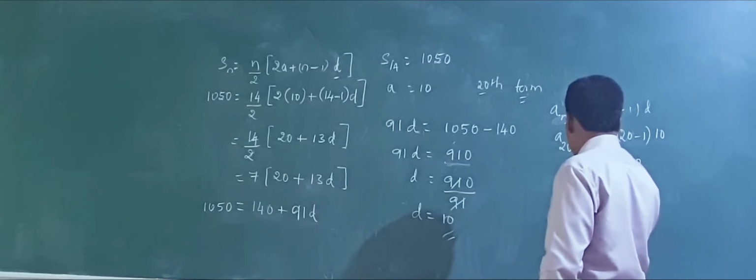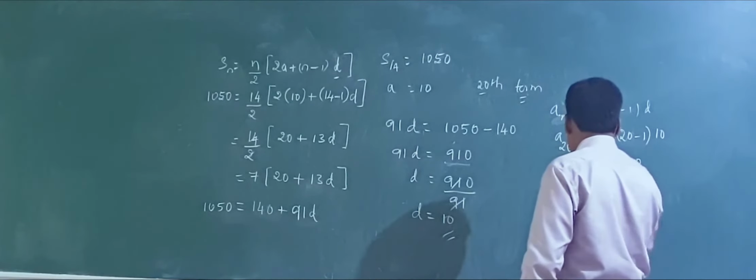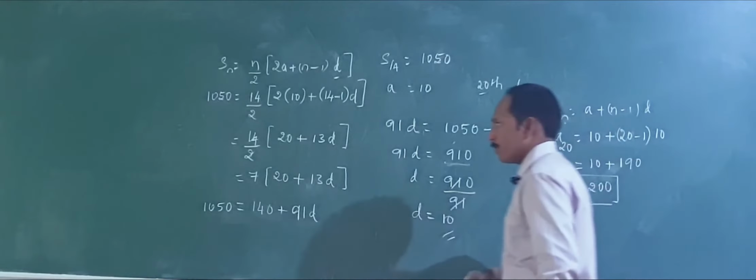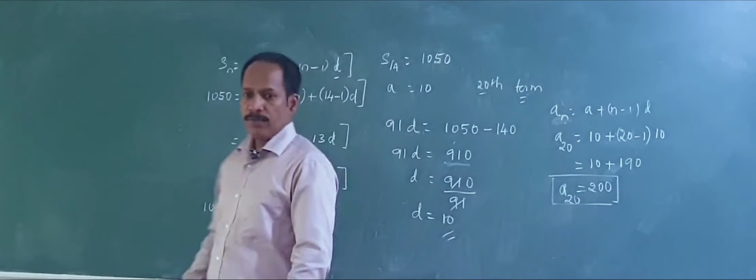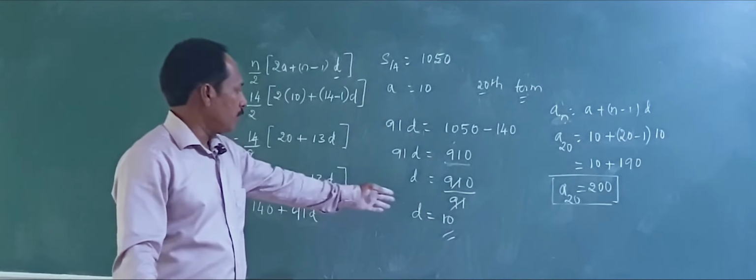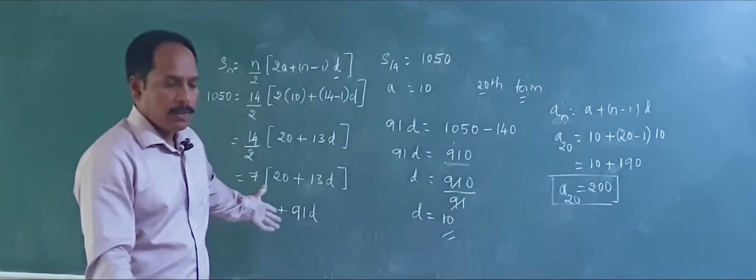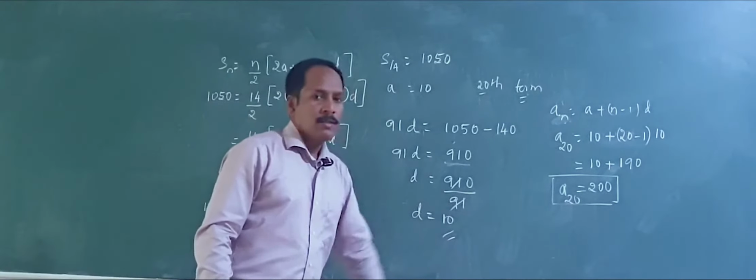So A20 will be 200. This is the final answer. So we got it. When the sum of the terms is given, you can find the difference using this formula, then you can find the 20th term.